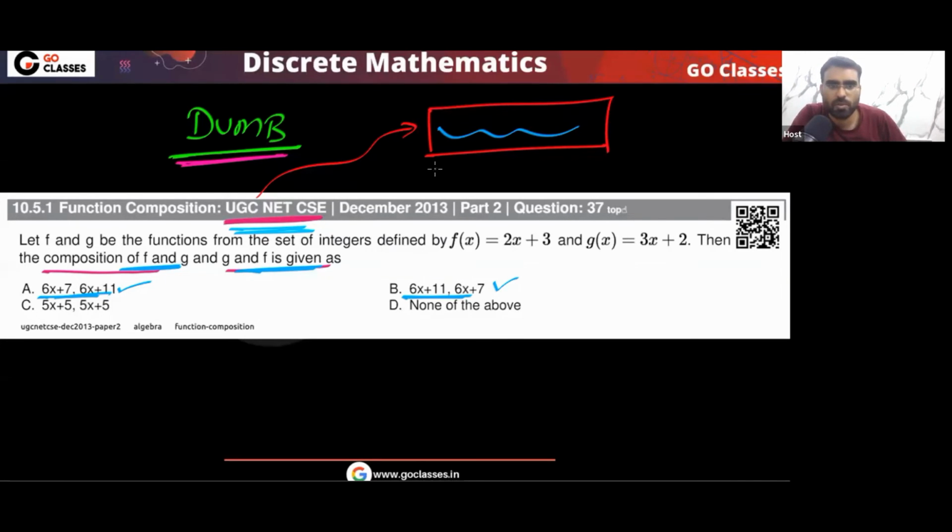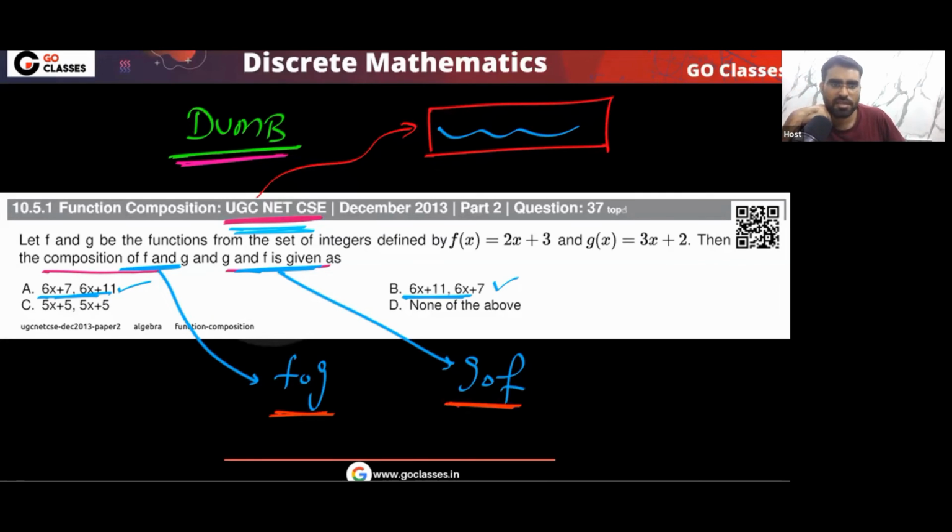Because Kenneth Rosen is very popular, most of the Indian people study Kenneth Rosen. So this question maker thinks that composition of F and G means FOG, and composition of G and F means GOF. Is this clear? So this question maker will give you the answer option A. If you are sitting in the UGC NET exam, remember the question maker is thinking from Kenneth Rosen's point of view, so you can put option A.